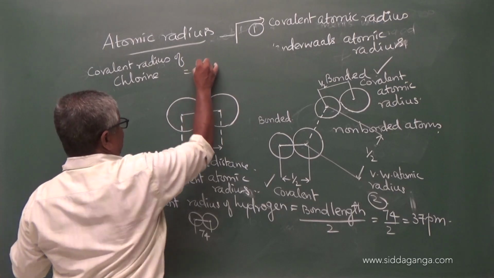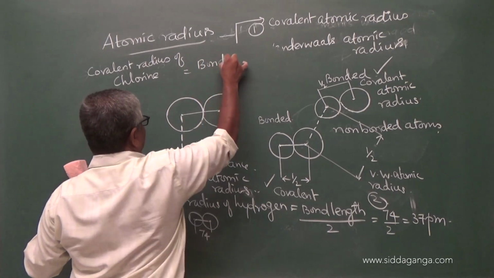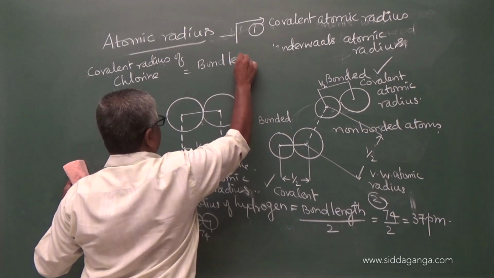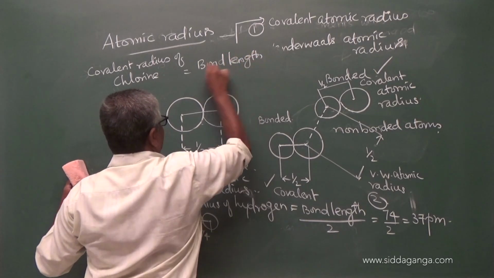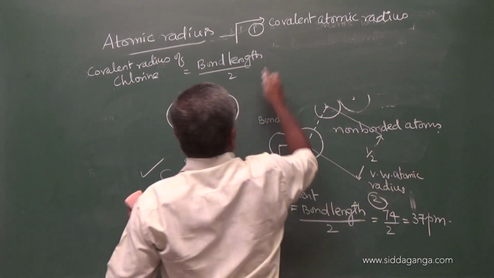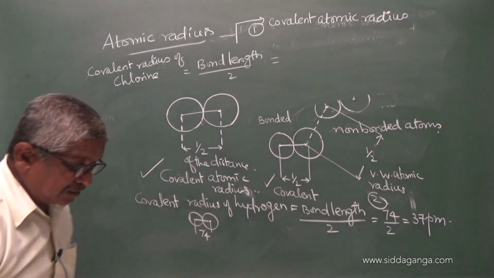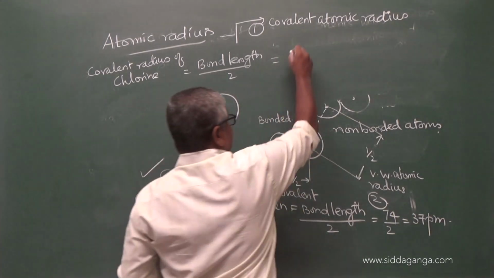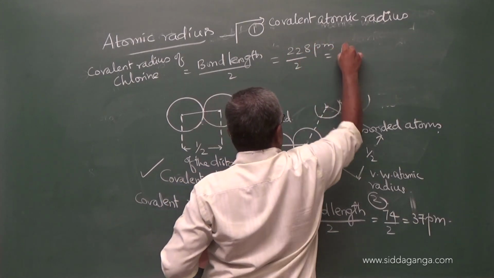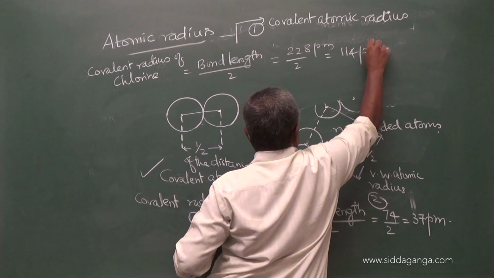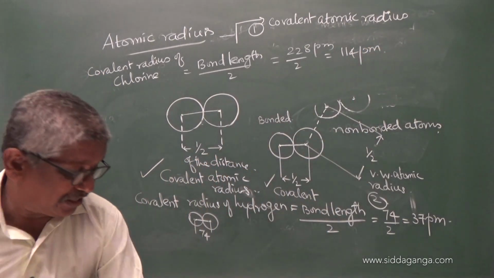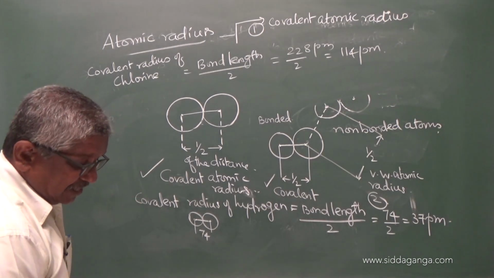So the covalent radius of chlorine, its formula is bond length divided by 2. So it is 228 picometer divided by 2, it is 114 picometer, the atomic radius of the chlorine.